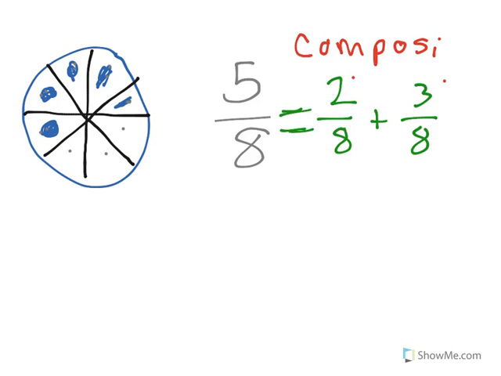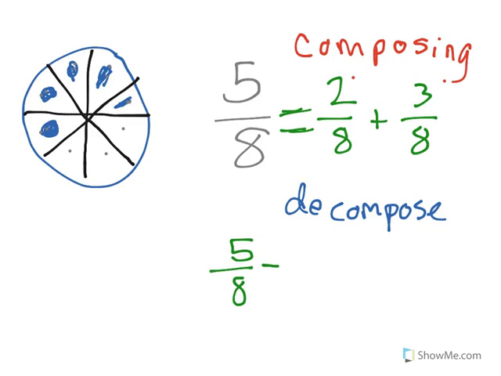What if I wanted to decompose these fractions? So again, decompose means subtract. So if I wanted to decompose 5/8, I would still put my equal sign, but this time, instead of putting it right after 5/8, I'm going to put my equal sign over here. I'm going to put a minus sign over here. And I'm going to say 5/8 take away 2/8 would equal 3/8. Because 5 take away 2 equals 3.